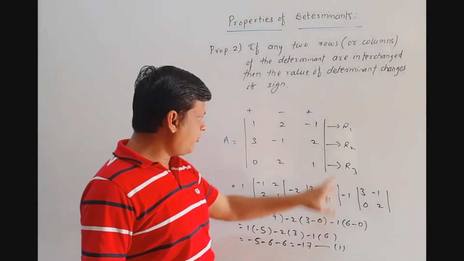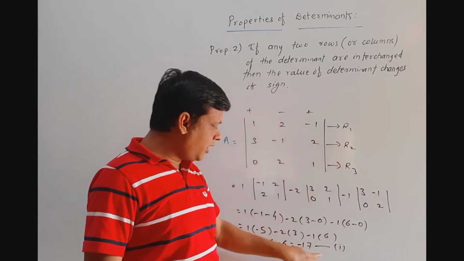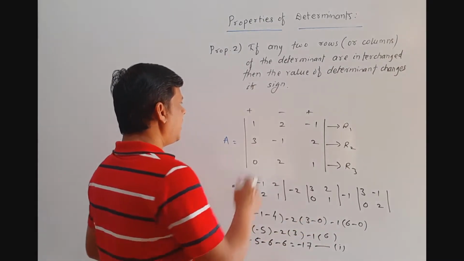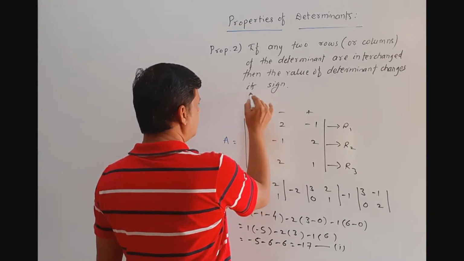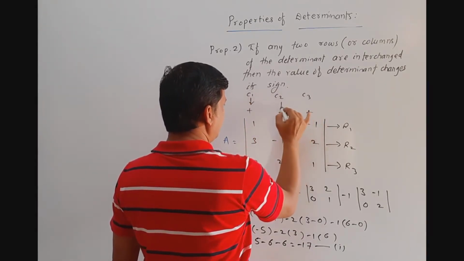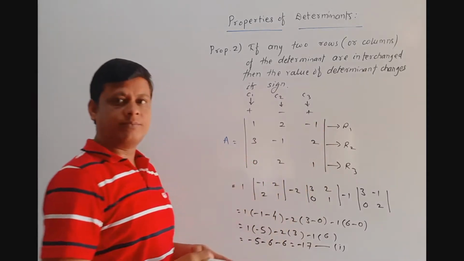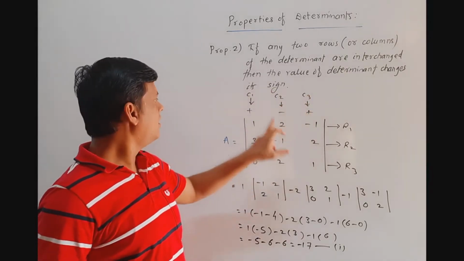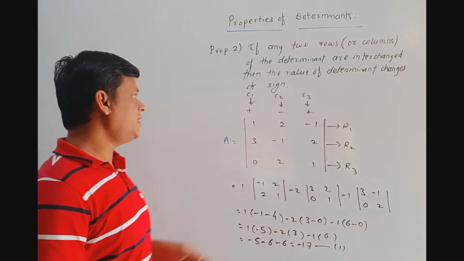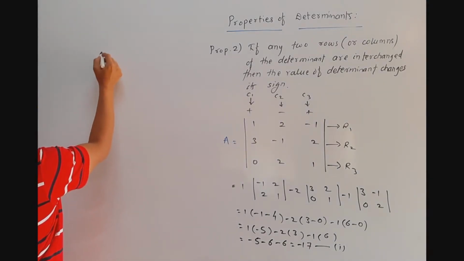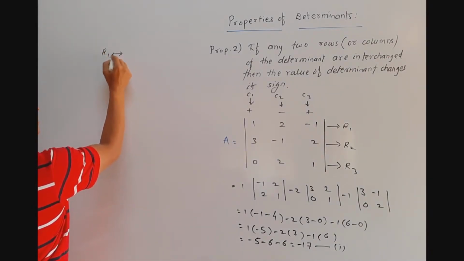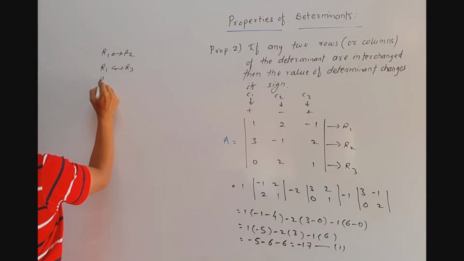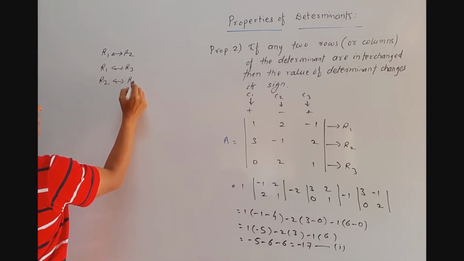That means here if we interchange R1 with R2, then we get the value plus 17 instead of minus 17. Or we can interchange the columns also, C1, C2, C3. If we interchange any two columns, C1 with C2 or C1 with C3 or C2 with C3. So interchange of row or column we write as R1 interchange with R2, R1 interchange with R3, R2 interchange with R3.